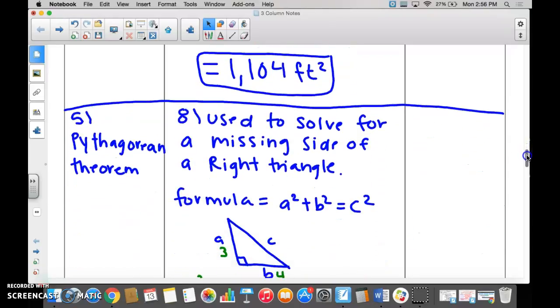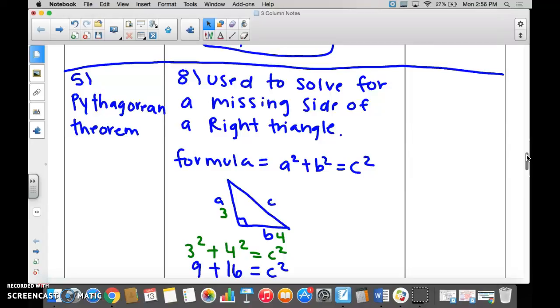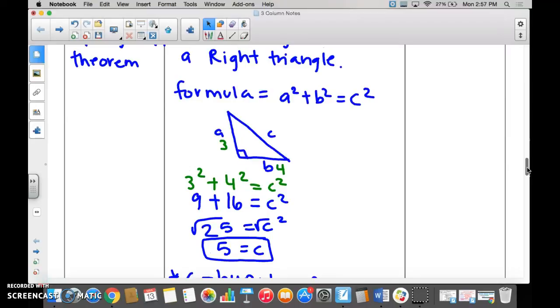Then we talked about the Pythagorean theorem. The Pythagorean theorem is used to solve for what, Amr? The hypotenuse, or a missing dimension of what kind of triangle? Right triangle. And our formula is what, everybody? a squared plus b squared equals c squared. And c is always what side? Hypotenuse. The hypotenuse is always opposite of what? The right angle. Yes. Got a little weak, but you still know it.